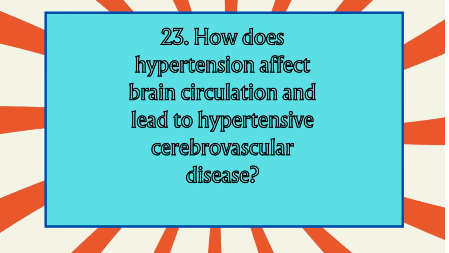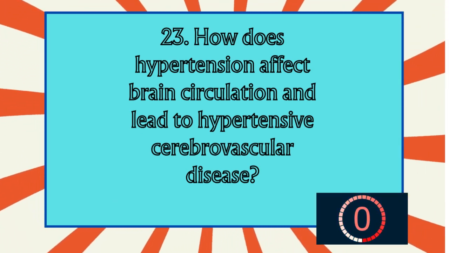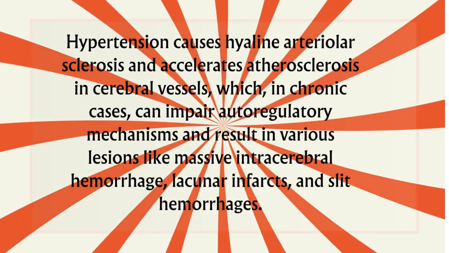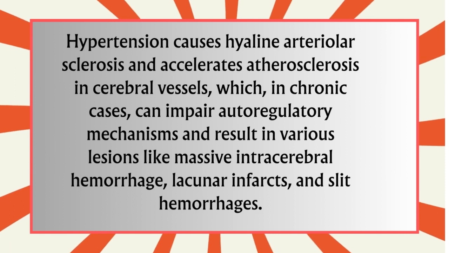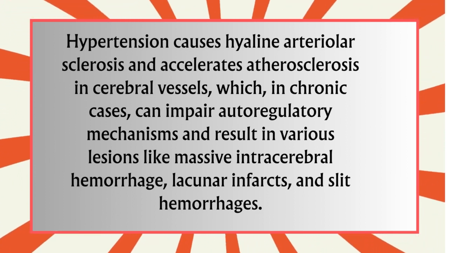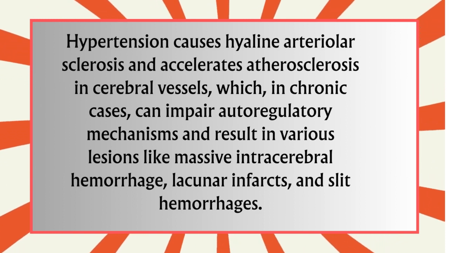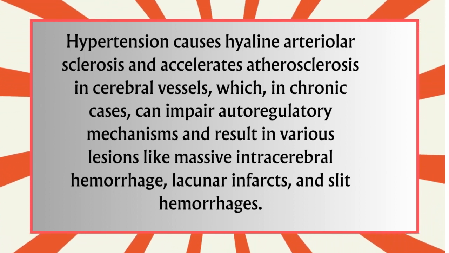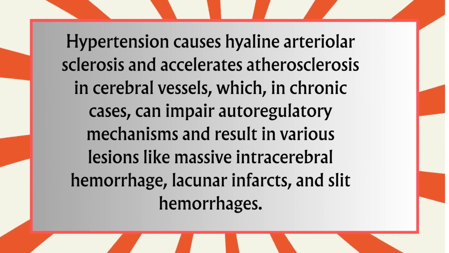23. How does hypertension affect brain circulation and lead to hypertensive cerebrovascular disease? Hypertension causes hyaline arteriolar sclerosis and accelerates atherosclerosis in cerebral vessels, which in chronic cases can impair autoregulatory mechanisms and result in various lesions like massive intracerebral hemorrhage, lacunar infarcts, and slit hemorrhages.